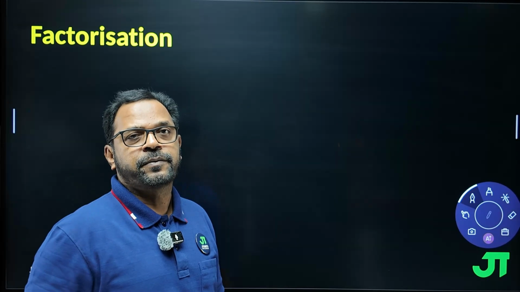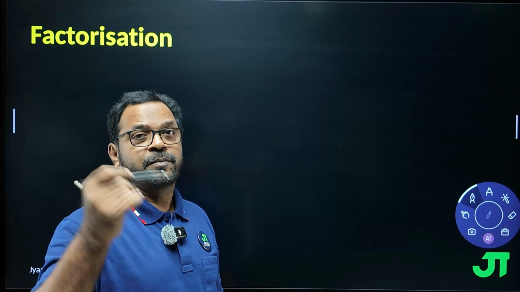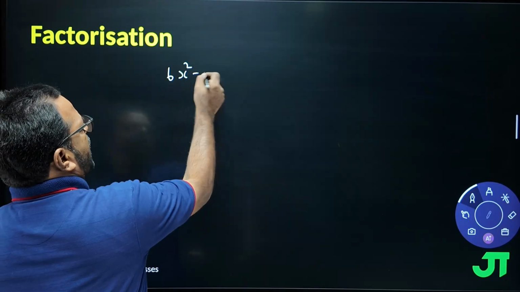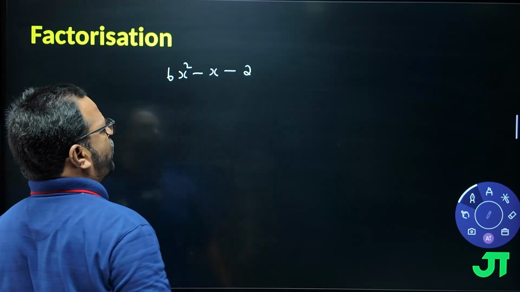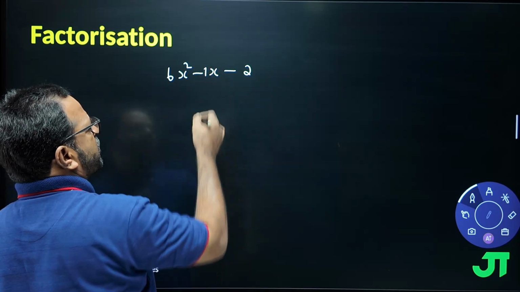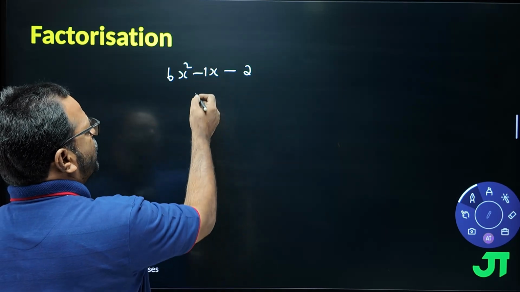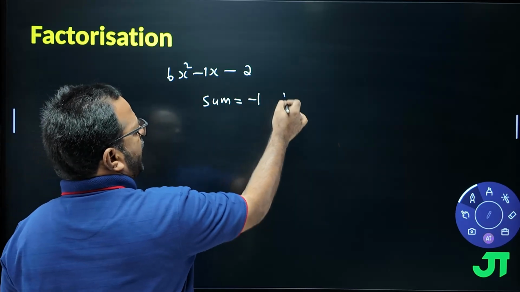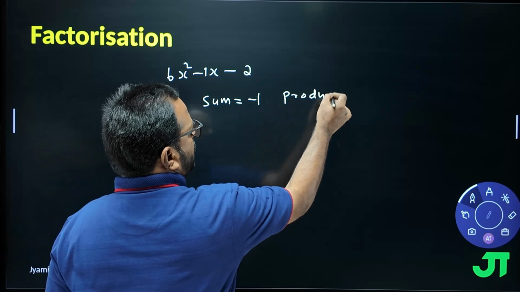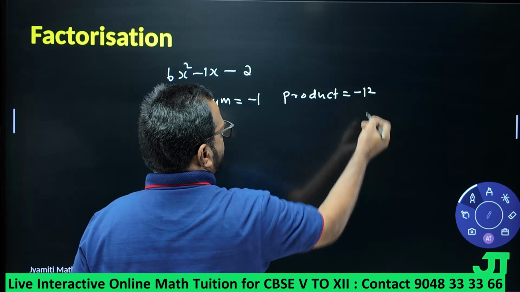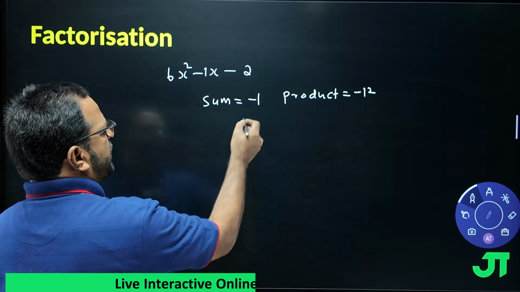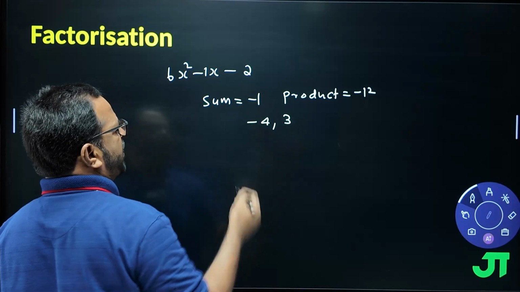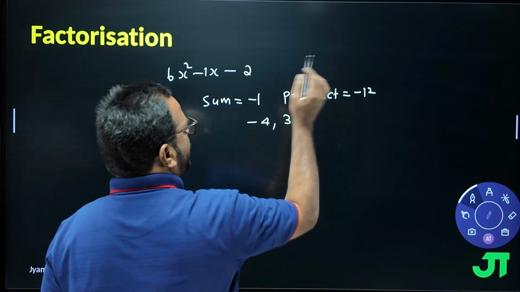The next method is splitting the middle term. For example, 6x² − x − 2 is a polynomial. The middle term is −1x. We take sum equal to −1 and product equal to −12. What are the numbers? −4, 3. −4, 3 gives the sum −1. −4 × 3 gives −12.